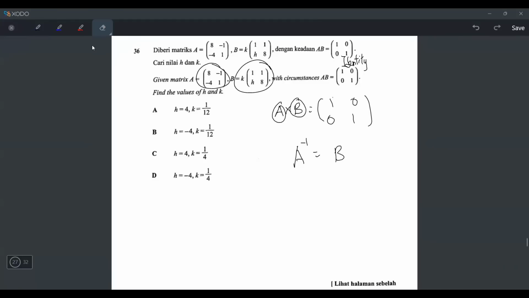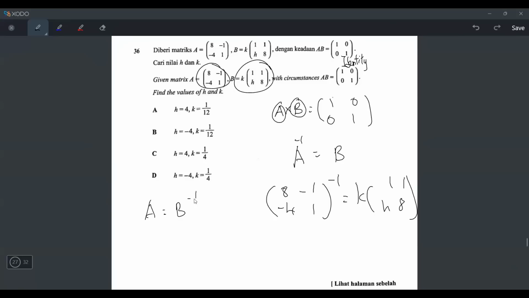Okay. Of course, you want to write like this also can. Like this also correct. But I will put the -1 here. So we all know matrix A is what? 8, -1, -4, 1. Inverse is equals to K times 1, 1, H, 8. Then maybe some student ask, hey, Junhao, what if I put the inverse here? Can also, can also.